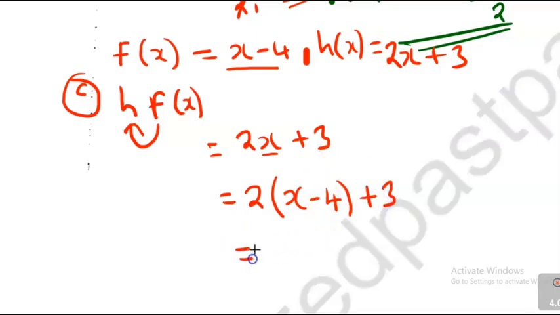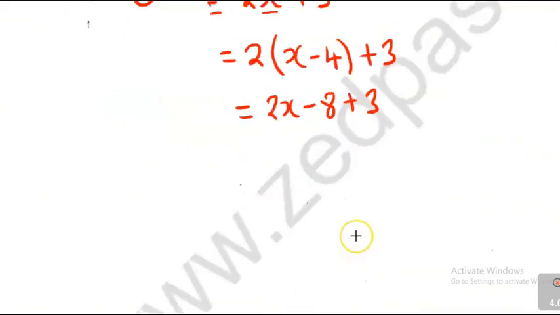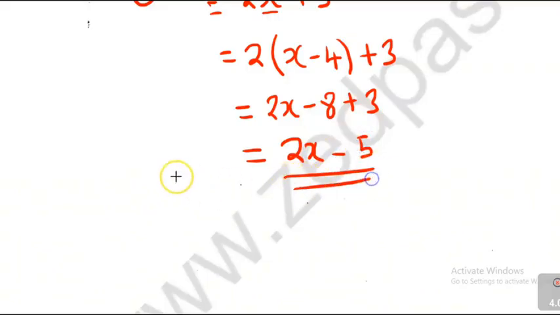So from here, let us just expand. 2 times x, we have 2x. 2 times negative 4 gives negative 8. Then plus 3. I hope we are moving together there. So from here, let us work out the like terms. Equal to 2x negative 8 plus 3, we are going to get negative 5. This is our function h f of x.